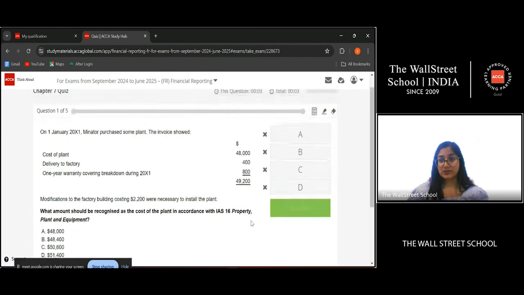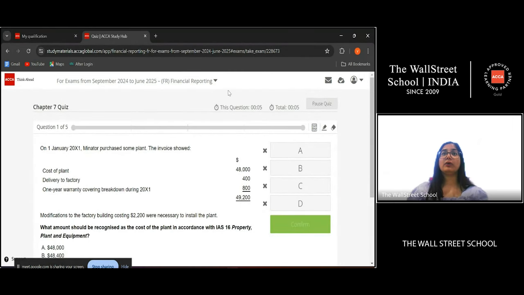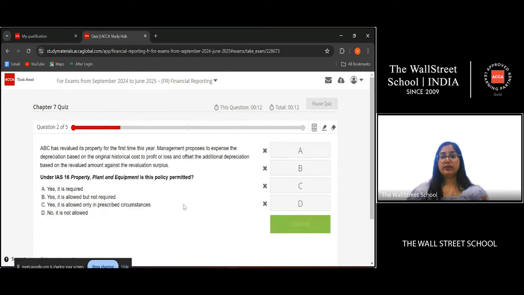So what you need to do is, you need to start the quiz. You need to practice the questions, and it will also note the time that you have taken in attempting the question. Let's say you selected option A as the answer and you have done confirm. Once you submit all the answers, you will get all the answers and how much time you have spent in a particular question. So this is how it will be actually tested in your real exam as well, which is why it is important that you practice on the Study Hub.